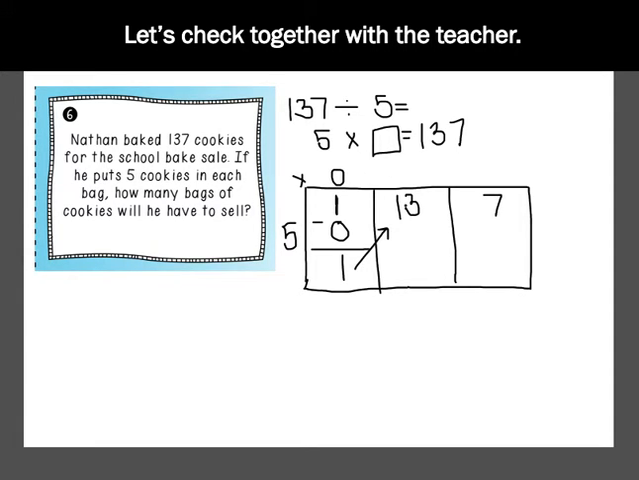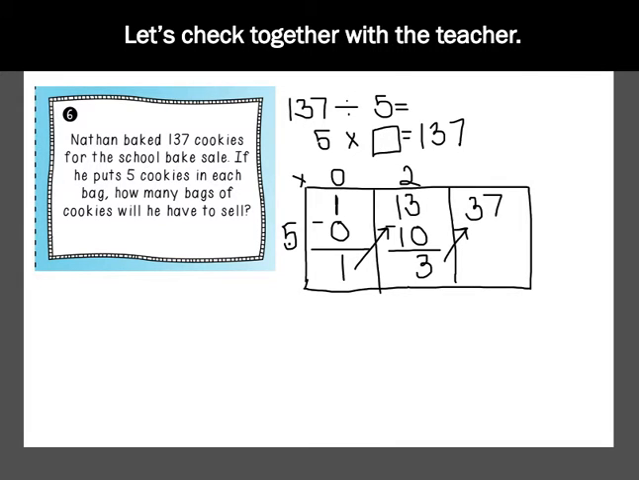2 groups of 5 would make 10. I'm going to put my 2 up there. 5 times 2 is 10. I could split out 2 groups of 5 from the number 13. I can't split off any more groups of 5 because I only have 3 left over. That 3 moves into the ones place. Now I have 37 ones.